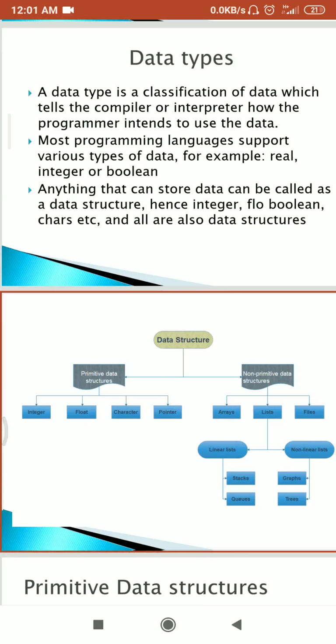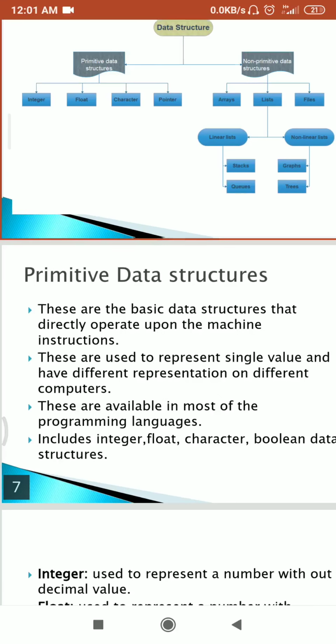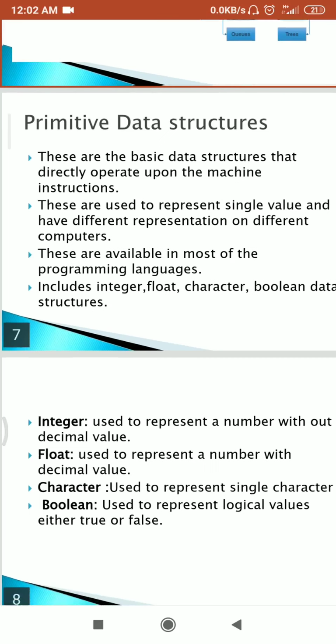Okay. Next, this hierarchy is also given. So what is a primitive data structure? Primitive data structures are the basic data structures that directly operate upon machine instructions. Examples are integer, float, character. These are used to represent a single value, and have different representations in different computers.